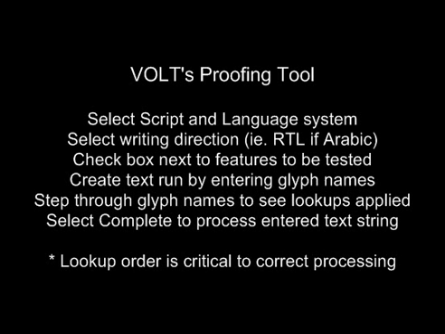To use Volt's proofing tool, select Script and Language System to proof. Set the writing direction, click boxes next to the features to be tested. Lookups for the features will automatically be selected. Enter text by glyph names separated by a space.